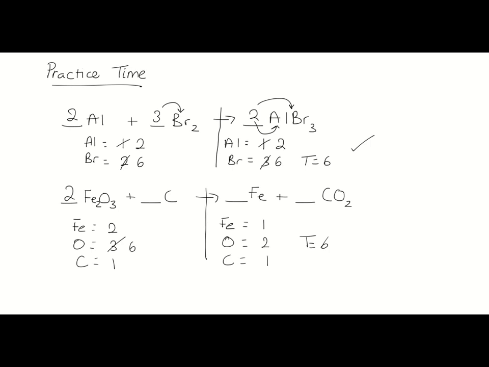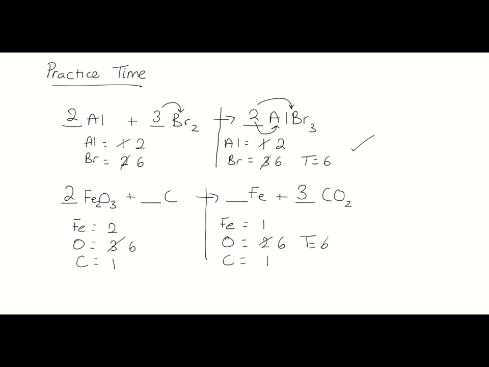But I introduced some other changes here. It's important to note that when I put this 2 here, I didn't just multiply the oxygen by 2 to get 6, I also multiplied the iron by 2. You can see that I've got 2 irons in the formula, and then a 2 on the outside, so that's 2 times the 2, which gives me 4 irons.